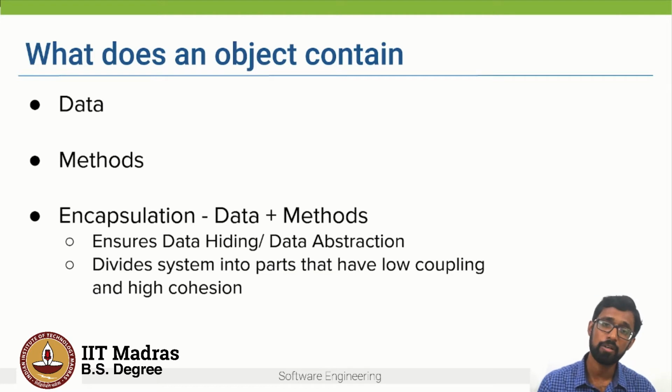So how does it ensure high cohesion? Data variables and related methods all are encapsulated together, so they are within a particular module, and hence they have high cohesion. And the interaction between different objects is minimized because of this, because all the related methods and data variables are present in a particular object. And hence, these modules have low coupling as well.